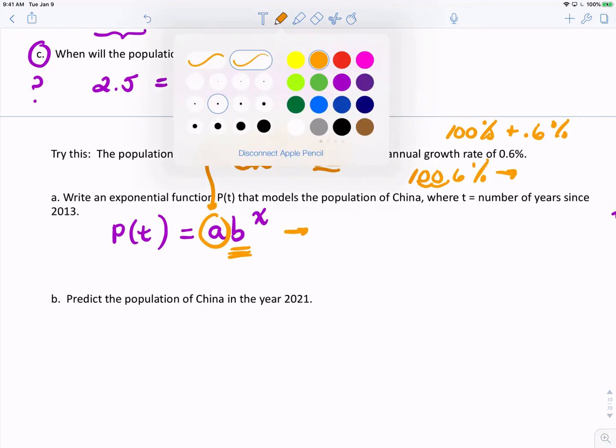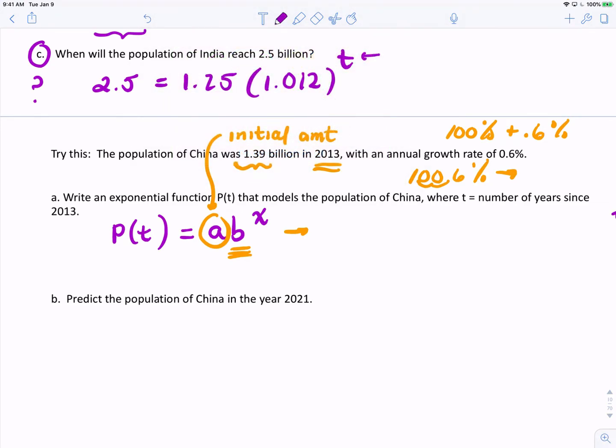All right, so I'm going to go ahead and show you the solution, which hopefully you did find. P of t is equal to our initial amount, 1.39. Our base will be 1.006 raised to the t power.